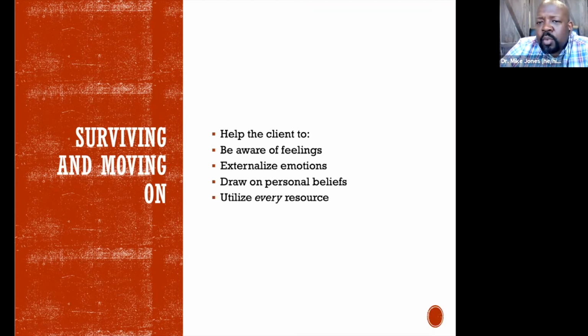The two main things I want to look at on this slide is that we want our clients to be aware of what they are feeling. Sometimes that feeling could be anger, it could be sadness, it can be a feeling of loss. It can be a lot of different things. So because of that, we want to help our clients to be aware of those feelings. And then as the next point says, we want them to be able to externalize those emotions.